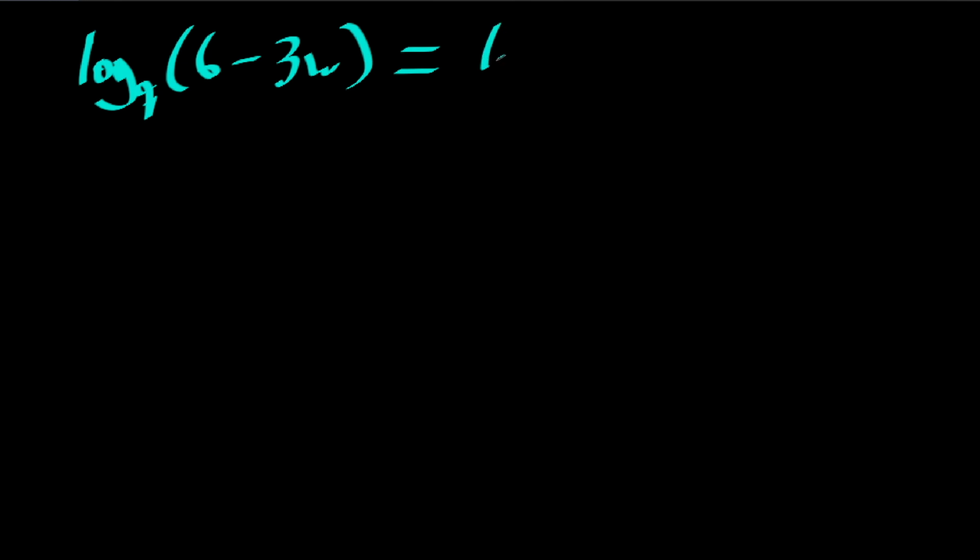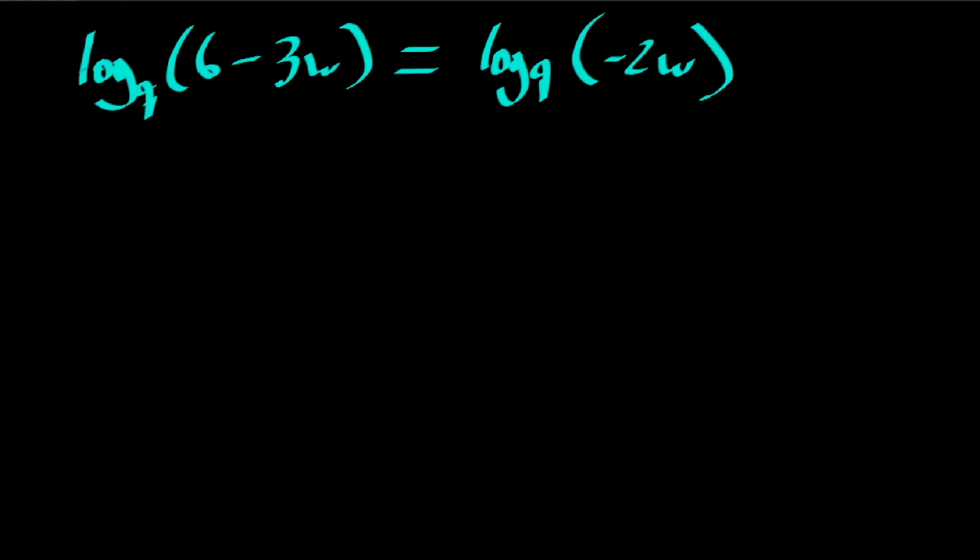Let's look at another problem. Log base 9. You could probably do this one on your own, so why don't you pause and try it. Log base 9 of 6 minus 3w equals log base 9 of negative 2w. Once again, see if you can figure this out.